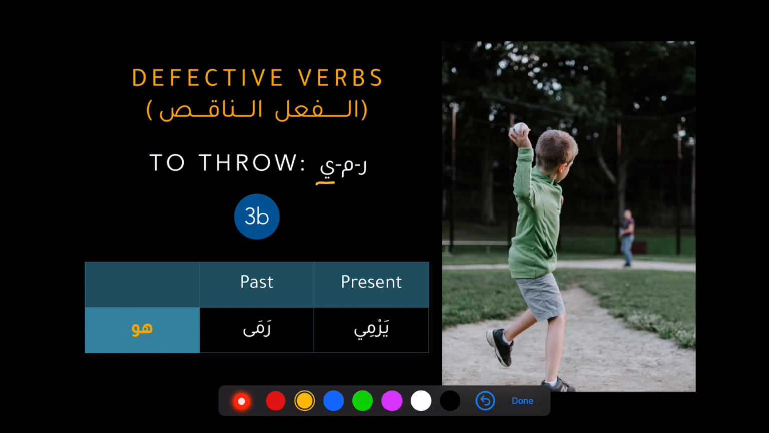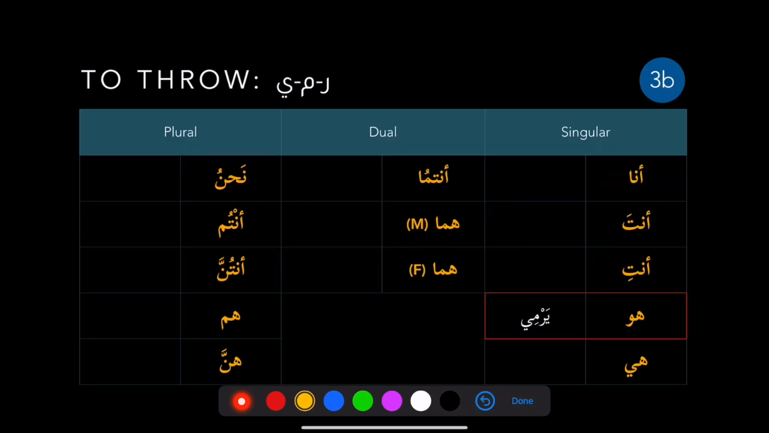This next defective verb is almost identical to the previous exercise, except we have a final ya instead of a waw. The verb is rama yarmi. Now is a good time to pause the video to try to conjugate this verb on your own. We start by looking up the root ramaya in the dictionary to get the third person singular masculine conjugation, huwa yarmi. From here, like we have done in the past, we derive the other conjugations.